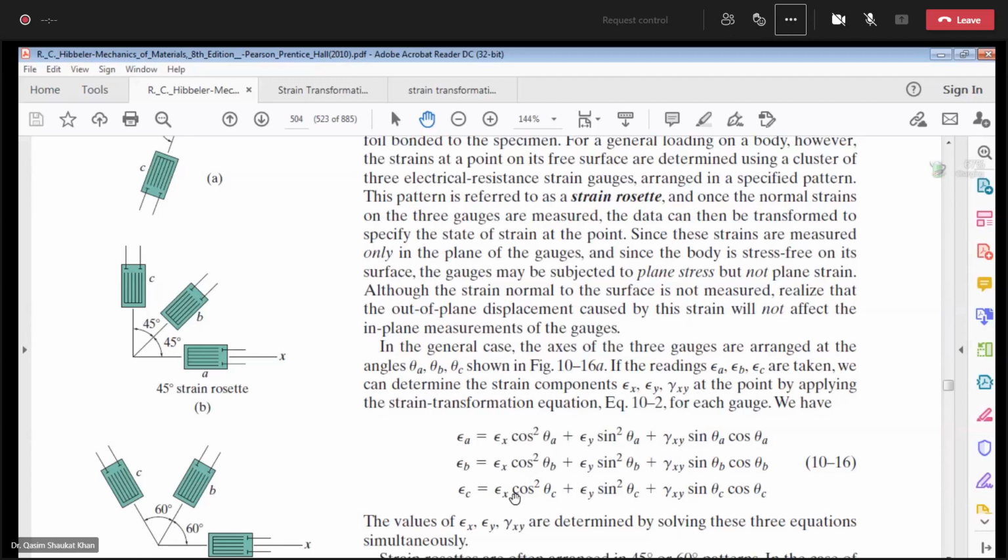Now see this. From the strain data, you have epsilon A, epsilon B, epsilon C. You have theta A, theta B, theta C. Only unknowns are epsilon x, epsilon y, and gamma xy. So if we solve these three equations simultaneously, we will get the unknowns epsilon x, epsilon y, gamma xy. These values are determined by solving these three equations simultaneously. Is this point clear? If you have any query, please ask me now.